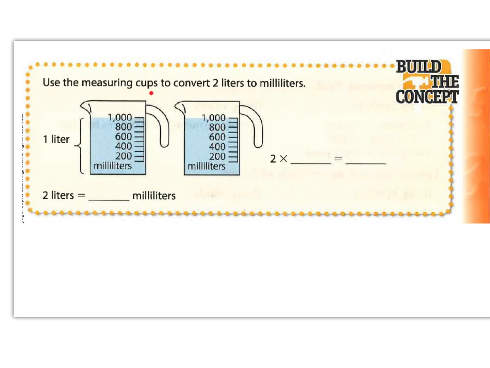So use the measuring cups to convert 2 liters to milliliters. Well, here's 1 liter. We know that that's 1,000 milliliters. And then we have another one that goes to 1,000. So we have 1,000 and 1,000. So we're going to do 2 times 1,000 because there's 2 containers with 1,000, which equals 2,000. So 2 liters is 2,000 milliliters.